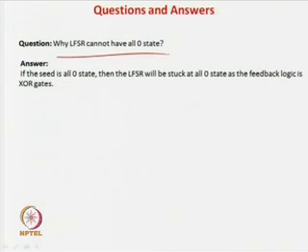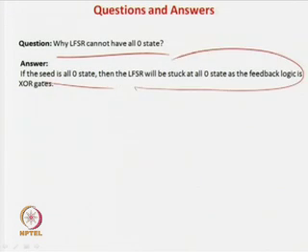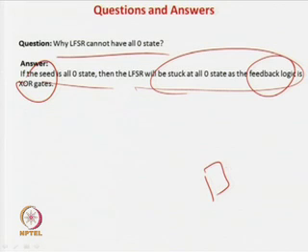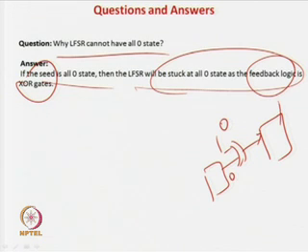In the case of why an LFSR cannot have all 0, the answer is that if the seed is all zeros, the LFSR will be stuck at the all 0 state, as the feedback logic is XOR gates. For example, if you have a modular LFSR like this, the seed is 0 and this one is also 0, and this is a feedback from this one. So, 0 XOR 0 is 0, and everything will be stuck. All the feedbacks in the LFSR or modular LFSRs are based on XOR gates. So, if everything is 0, the XOR of a 0 and a 0 is a 0, so the whole thing will be stuck at 0.